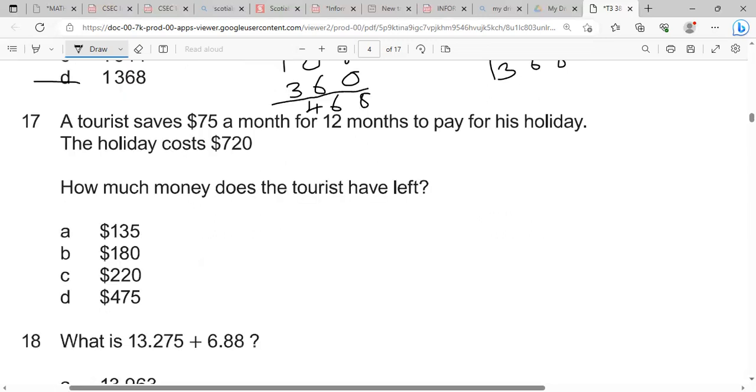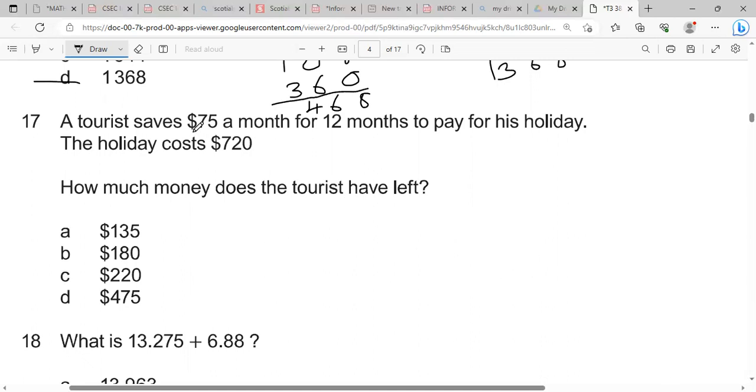A tourist saves $75 a month for 12 months to pay for a holiday that costs $720. How much money does the tourist have left? So I don't even know what they're asking, if they're asking how much you have left to save or how much you have left over. But it's going to work out. So we're going to work it out first.